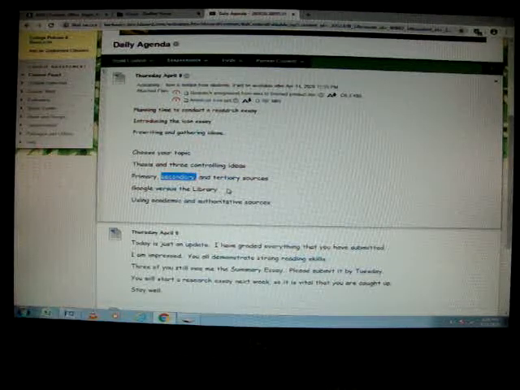Secondary, these are people who do interviews. They go and find your primary person and say, hey, you've got a lot of great information. How about you tell me and I will translate it for my readers?